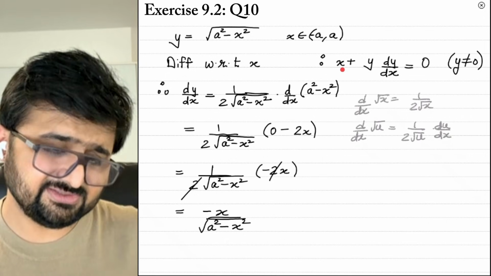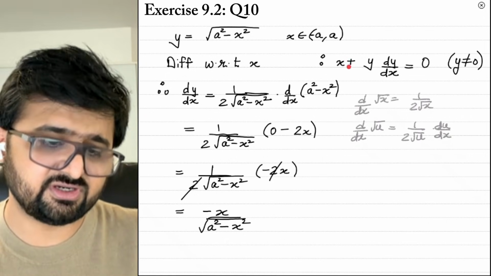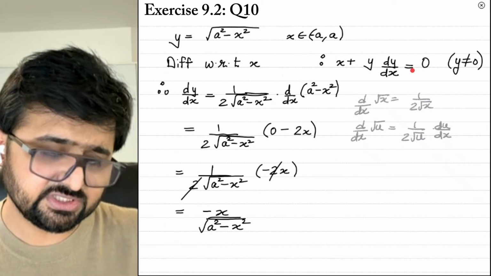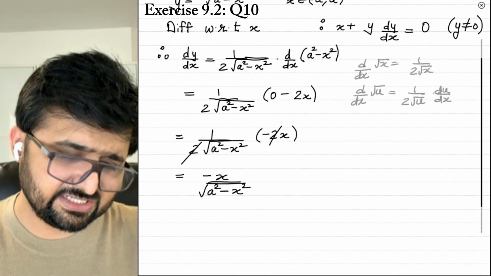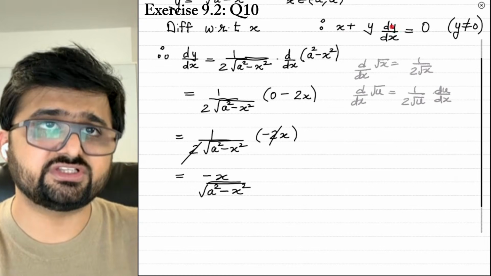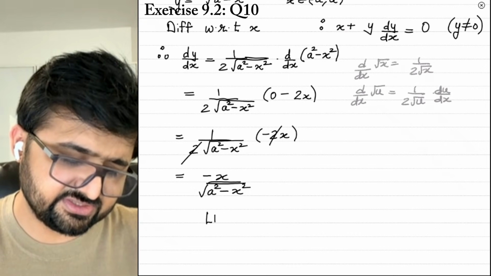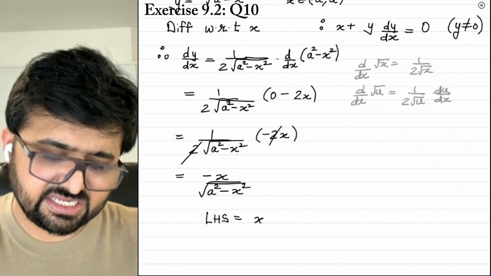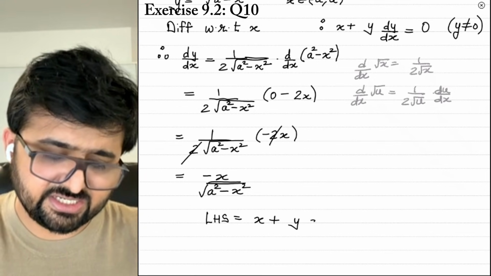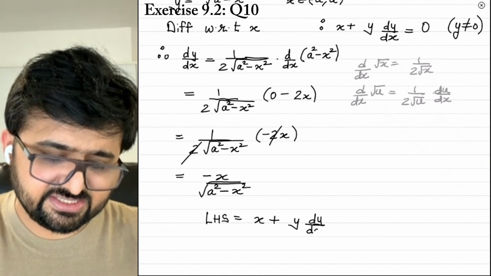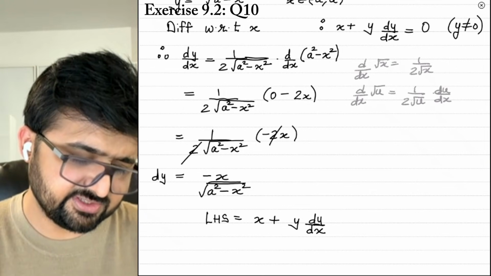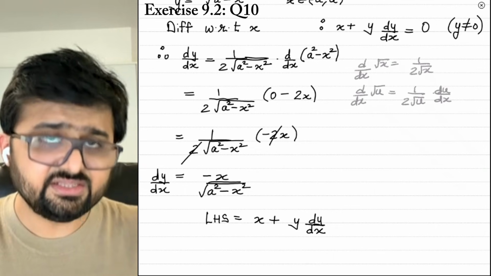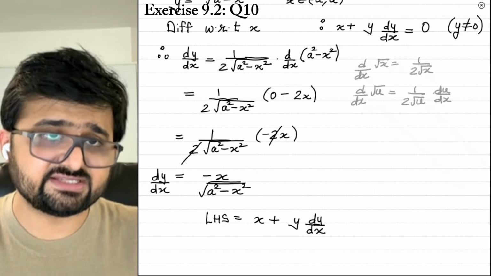In this case, it looks like it is best to start with your left hand side in order to prove that the right hand side is 0. Okay, you can also prove directly from here, but let's anyway go with the left hand side. So let's start with the left hand side. The left hand side is x plus y dy by dx. Note that this was dy by dx. Okay, so this was your dy by dx. Let us substitute the value of dy by dx here.